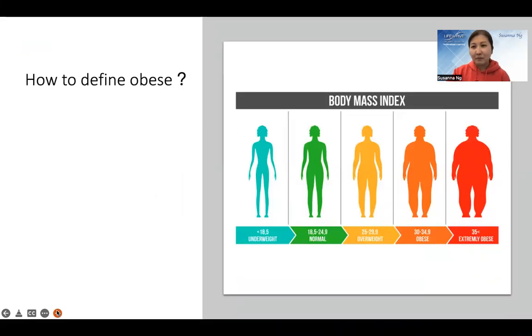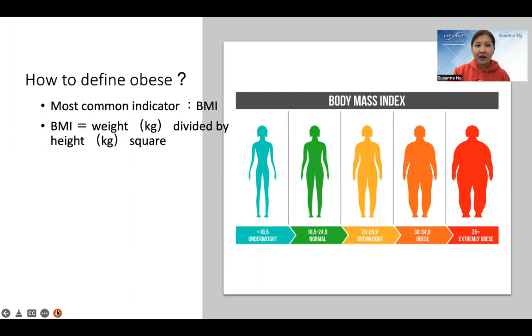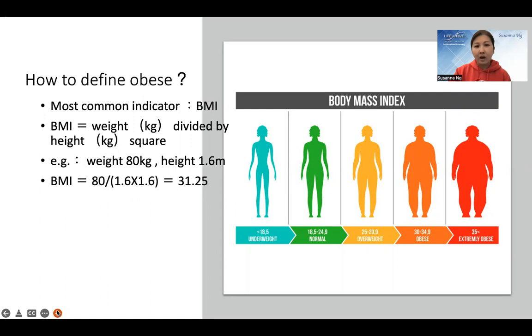When we talk about slim and fat, we think about how to define obese. The most common indicator we use is the BMI, which is the weight divided by the height squared. For example, if your weight is 80 kg and your height is 1.6 meters, your BMI is 80 divided by 1.6 times 1.6, which is 31.25.